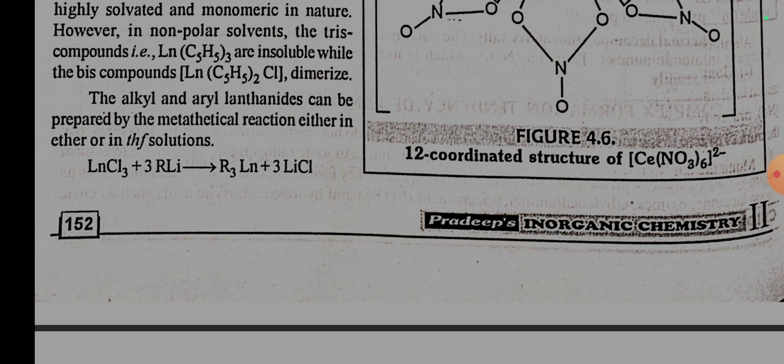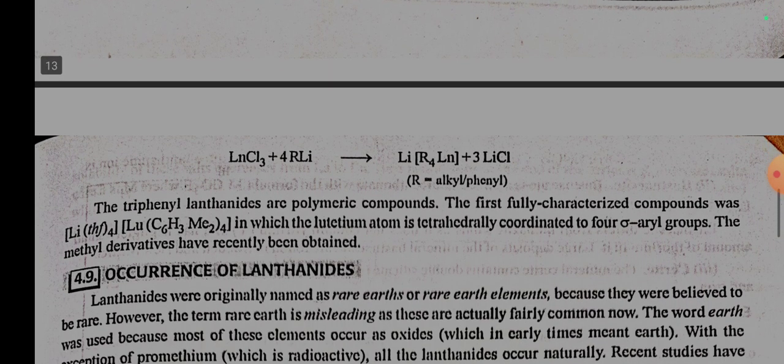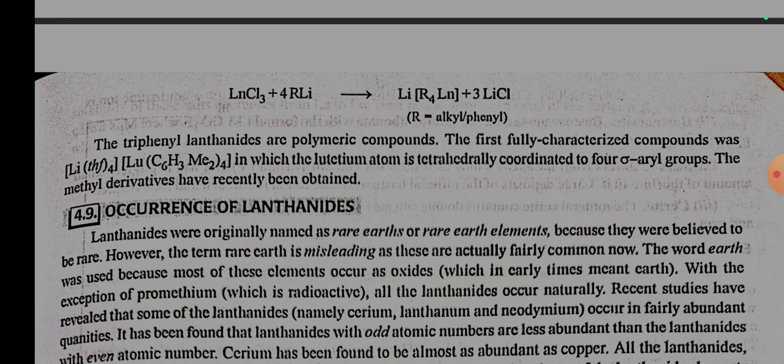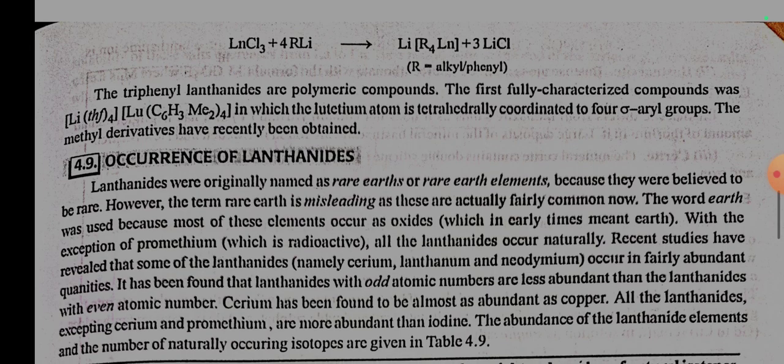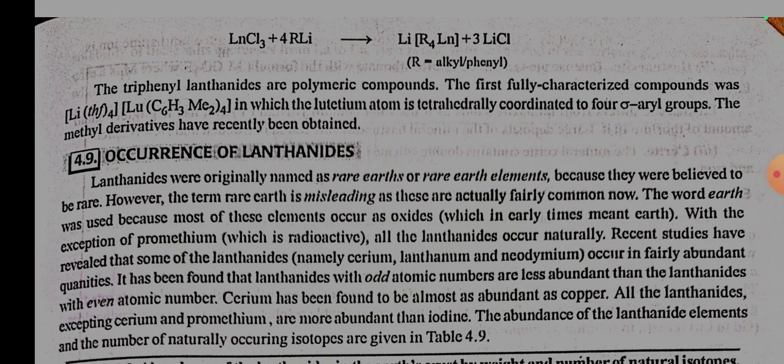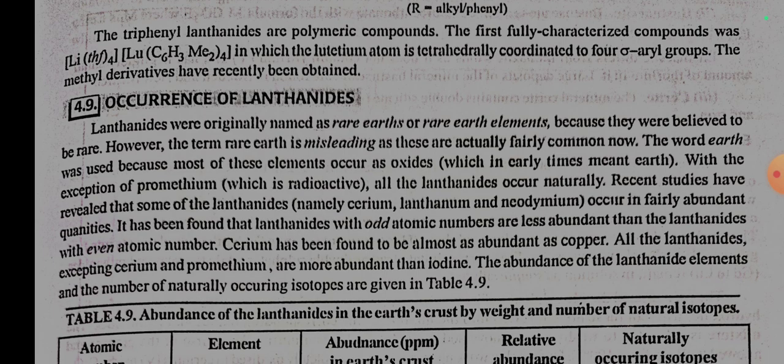solutions. LnCl3 plus 3RLi gives R3Ln plus 3LiCl. LnCl3 plus 4RLi gives LiR4Ln plus 3LiCl, where R is equal to alkyl or phenyl. The triphenyl lanthanides are polymeric compounds. The first fully characterized compound was Li(THF)4 Lu(C6H3Me2)4, in which the lutetium ion is tetrahedrally coordinated to 4 sigma aryl groups. The methyl derivatives have recently been obtained.